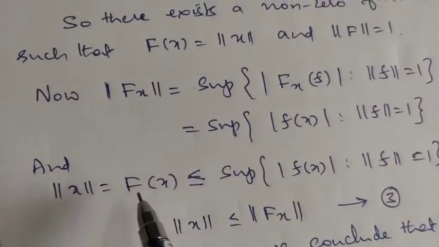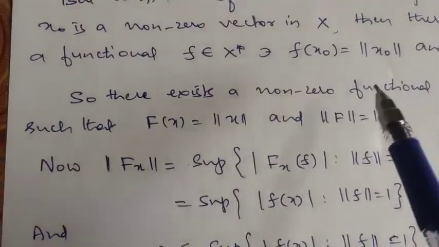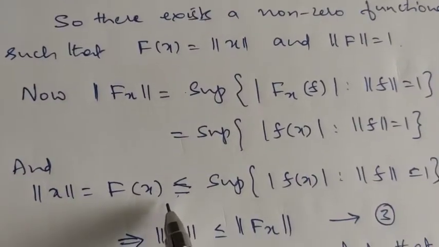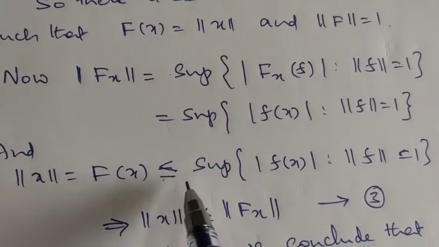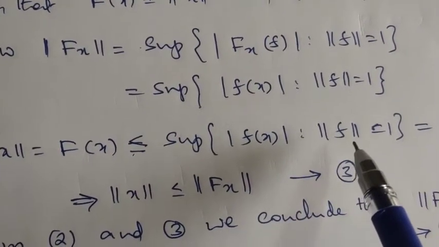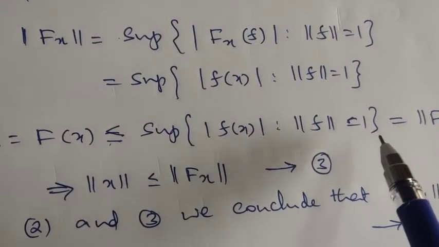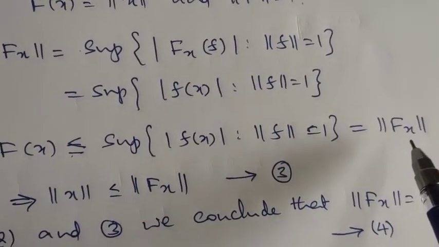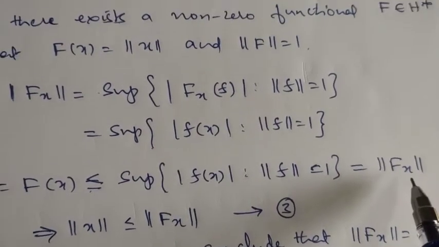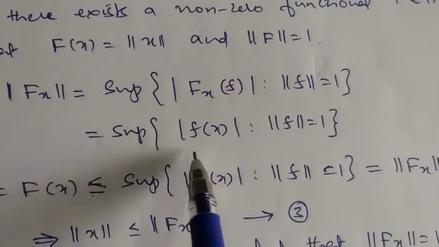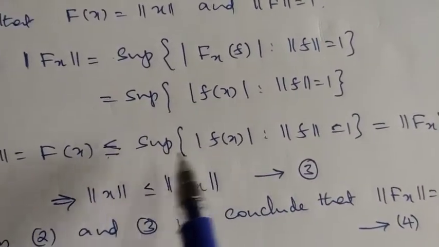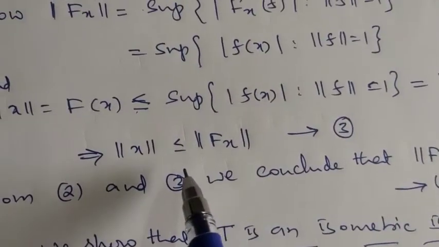So now let's come to this. What is the norm of x? Norm of x is f of x, but f of x is certainly less than or equal to the supremum of mod of f of x such that norm of f is equal to 1. So which is nothing but what? This is nothing but the norm of Fx by definition. So what will happen? Norm of x is less than or equal to norm of Fx.